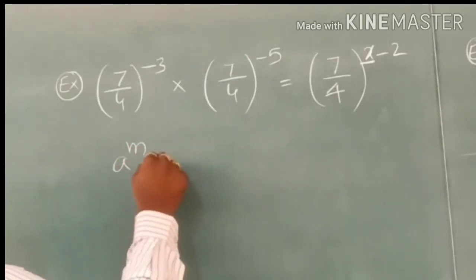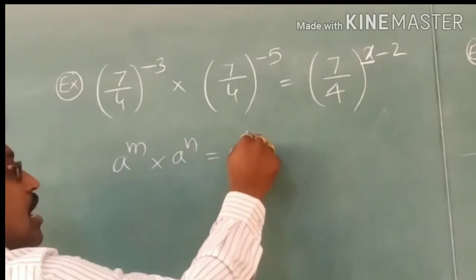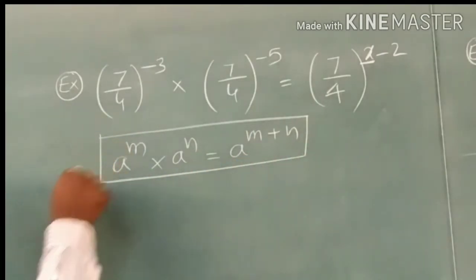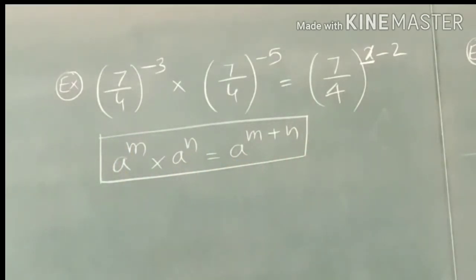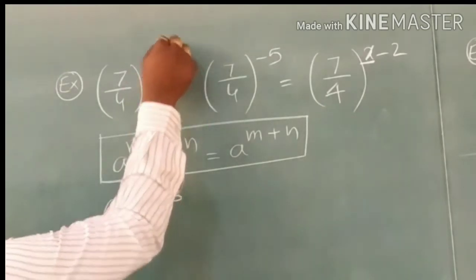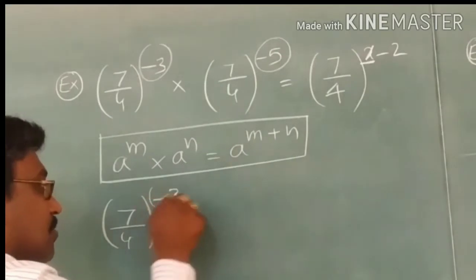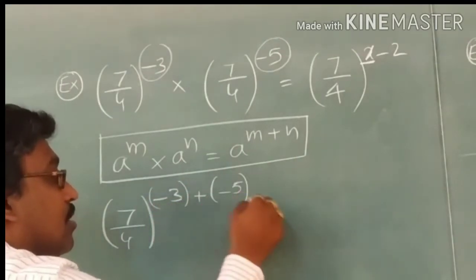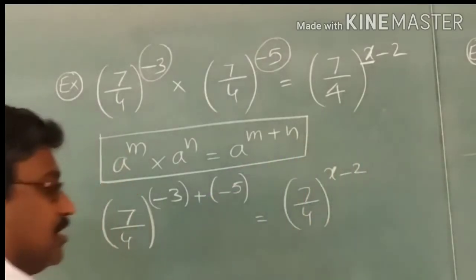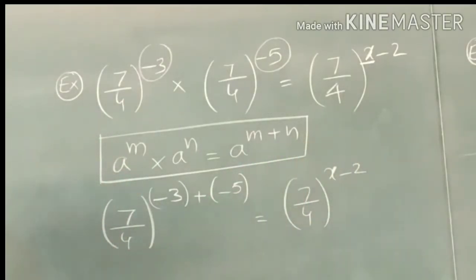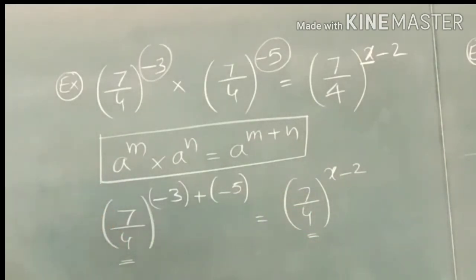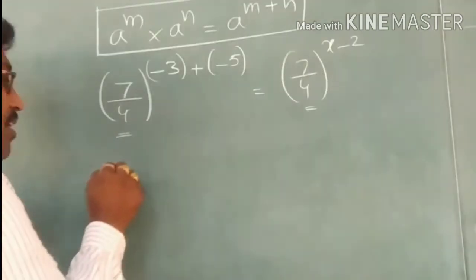If bases are equal, powers are added. Okay, if it is under multiplication and bases are equal, the powers should be added. If I add 7 by 4 whole to the power of minus 3 and minus 5, I should add them, is equal to 7 by 4 whole to the power of x minus 2. Then you can observe here 7 by 4, 7 by 4. Both bases are the same, powers are different.